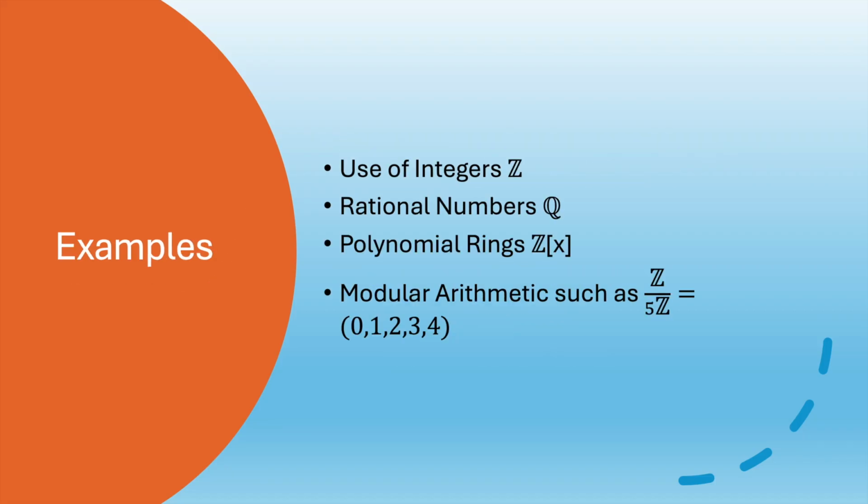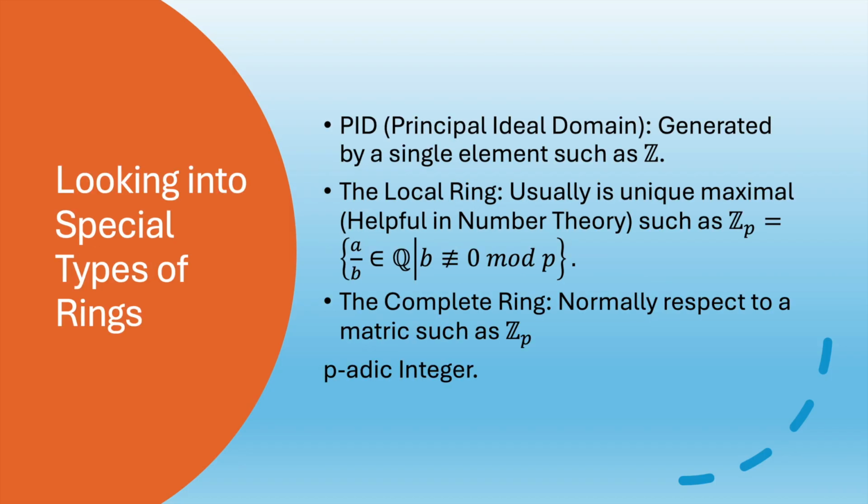Some examples that I found that I could use for rings would be the integers, rational numbers, polynomial rings, and also modular arithmetic, which my example right there is a small little one.